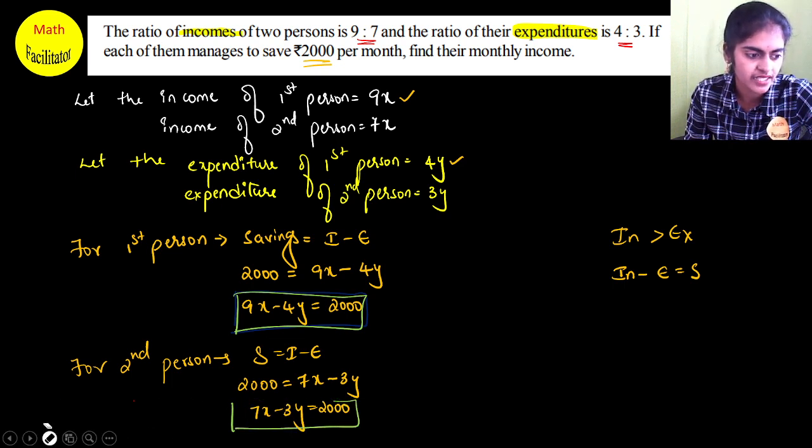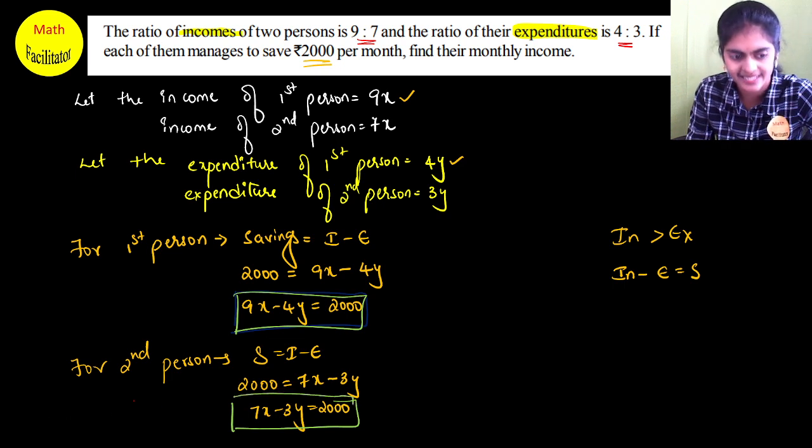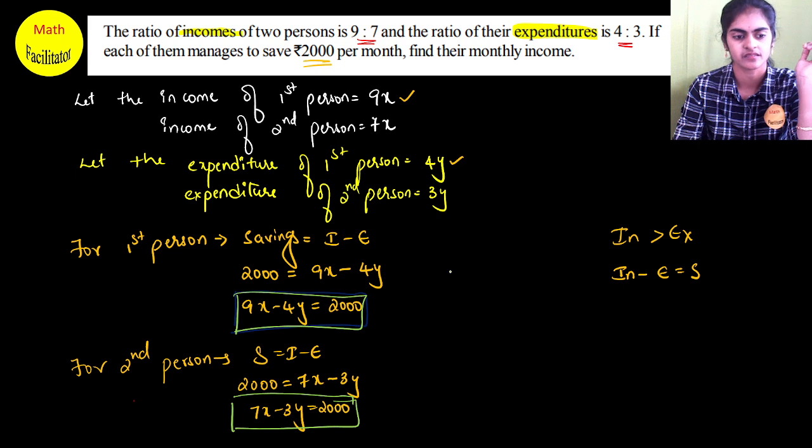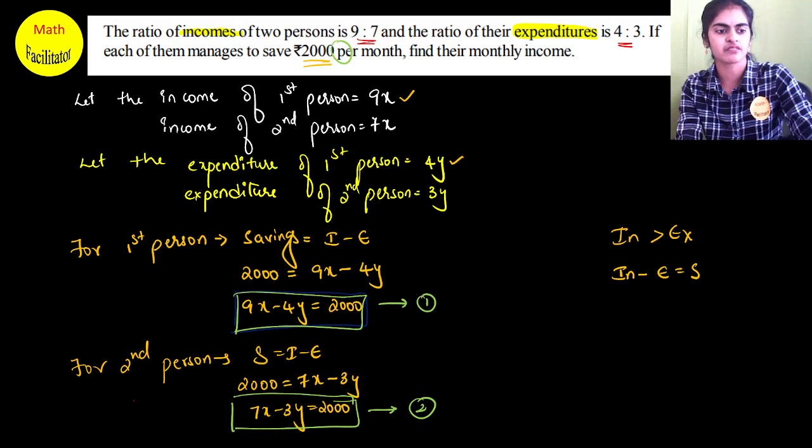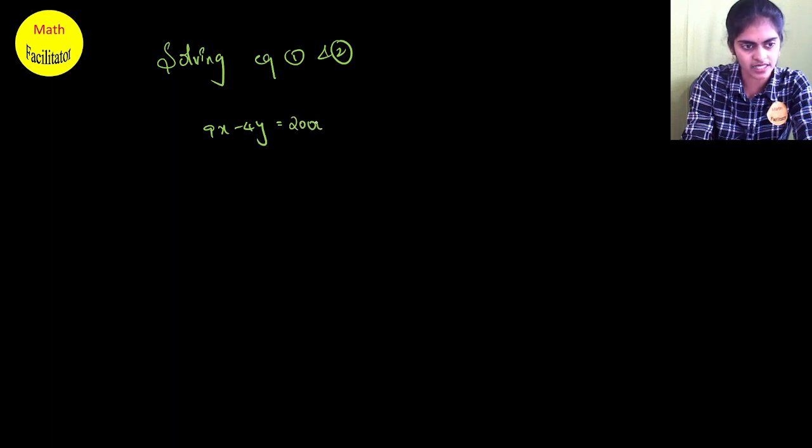Now solving equations 1 and 2, you need to get your x and y values. Let this be equation 1 and let this be equation 2. Solving equations 1 and 2, I'm going to get my answers. So equation 1 is 9x minus 4y is equal to 2000. Equation 2 is 7x minus 3y is equal to 2000.